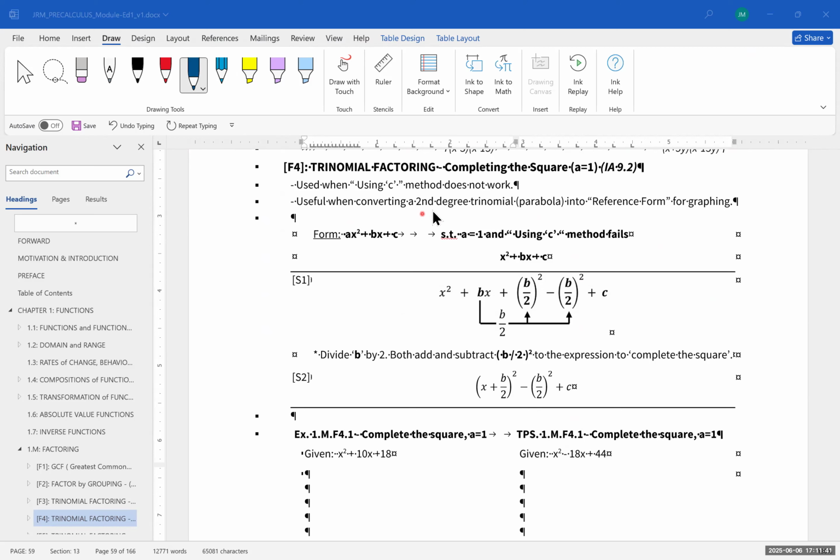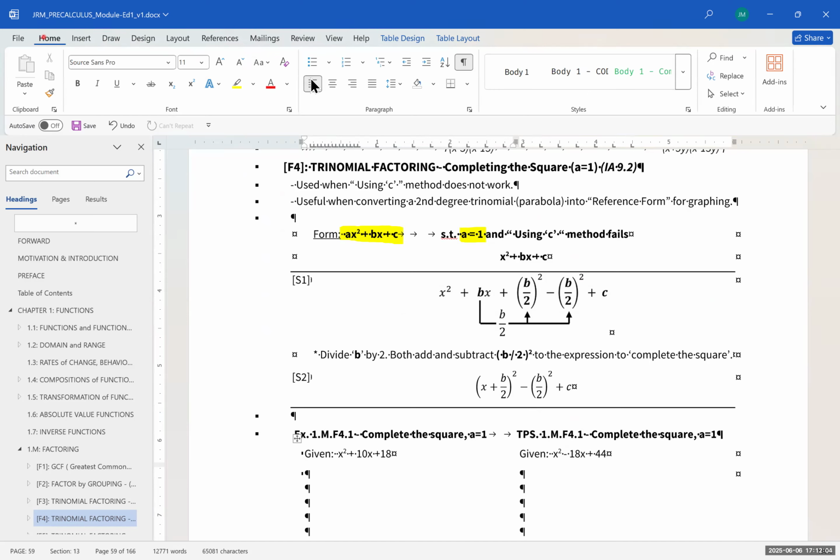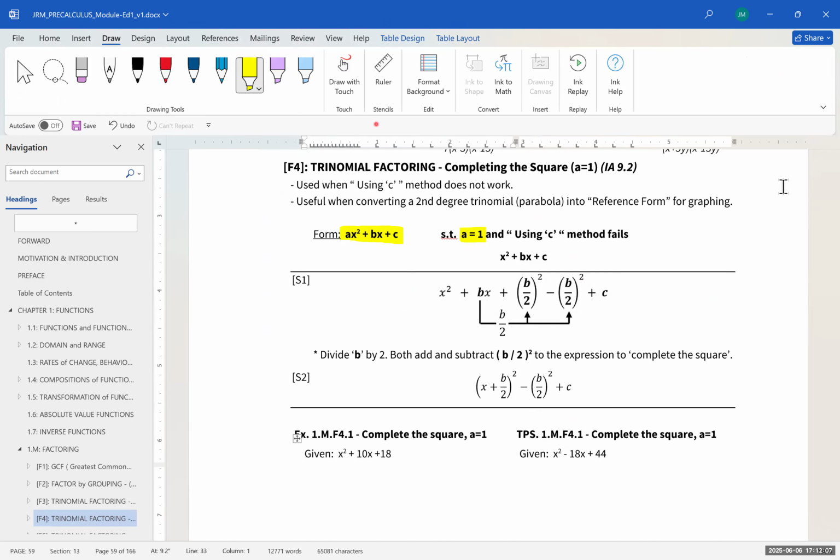This is useful when converting a second degree trinomial into a reference form for graphing it. All right, so here we've got a second degree polynomial. This is a trinomial because there are 3 terms, such that the leading coefficient is 1 and the previous factoring method fails. So again, this looks like what we did before.